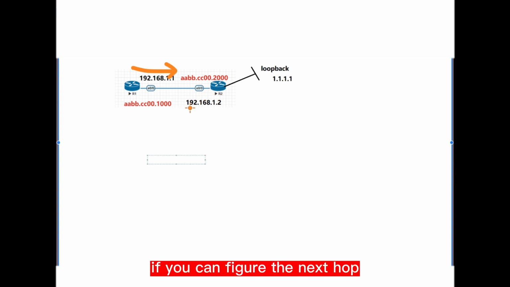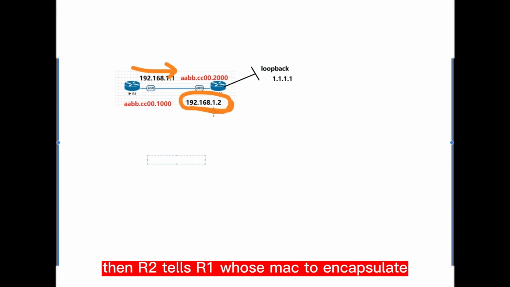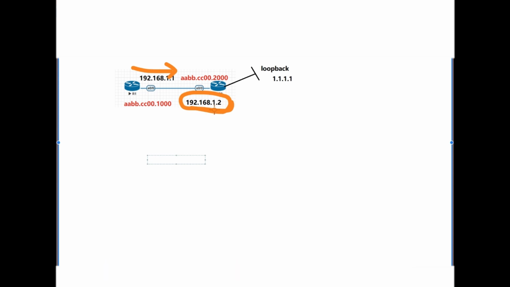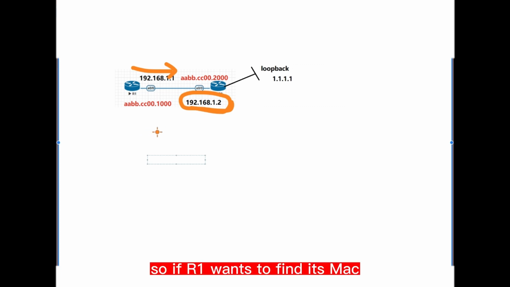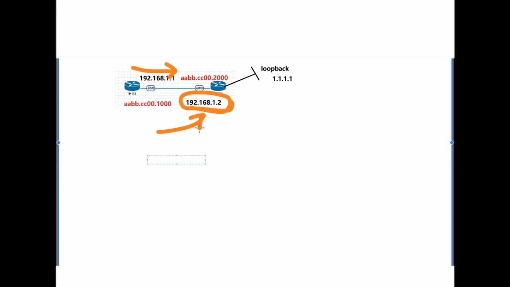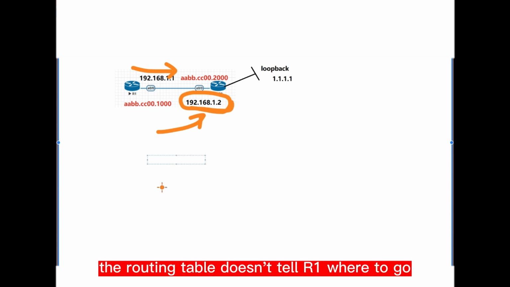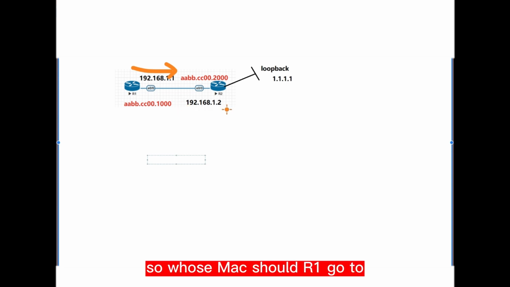If you configure the next hop to tell R2 its data net 192.168.1.2 send, then R2 tells R1 whose MAC to encapsulate. R1 encapsulates the MAC of the next hop. So if R1 wants to find its MAC, just send an ARP request. After it receives it, it will reply to R1. But now, the routing table doesn't tell R1 where to go. So whose MAC should R1 go to?